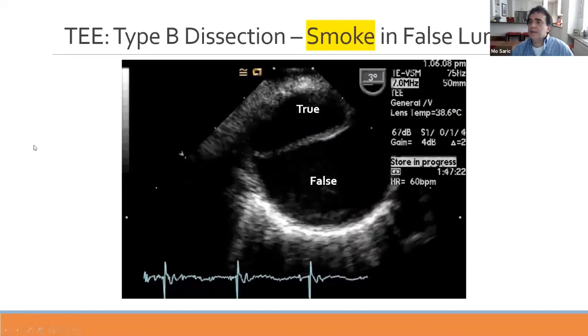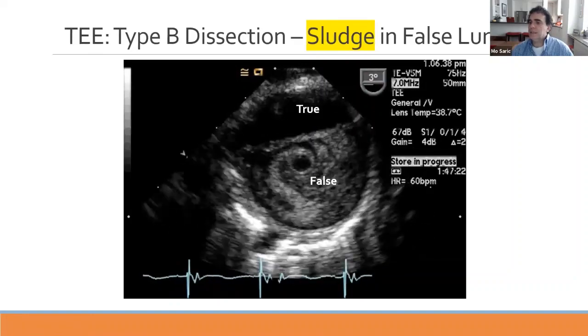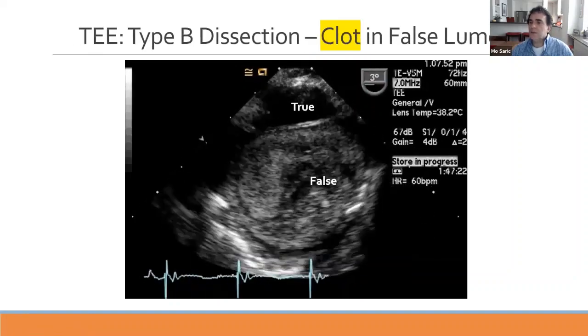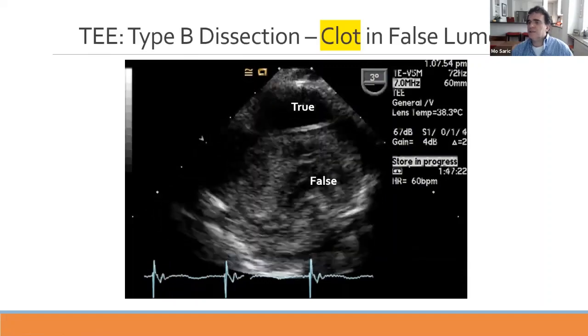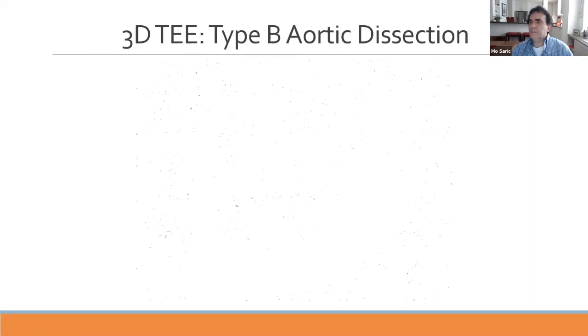So again, this is smoke in the false lumen, then this is sludge in the false lumen, and then there is both sludge and a clot inside the false lumen.